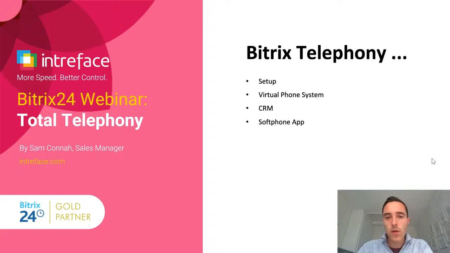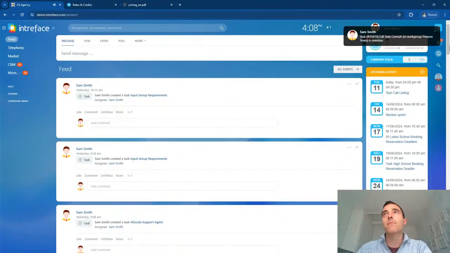Okay, so the first option we're going to look at today in terms of telephony is the Bitrix telephony option. This is where you're renting a number directly through Bitrix24. We're going to see how we can set up a number and how we can then configure that number. Essentially, you're going to have a virtual phone system built into your Bitrix24. We'll see how this connects with the CRM, and we can also look at the soft phone application on the Bitrix mobile app. So let's go over to our Bitrix system.